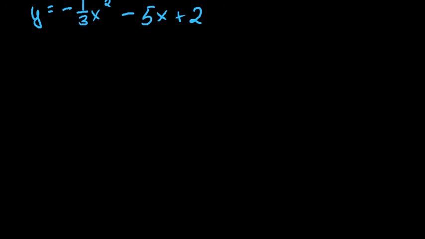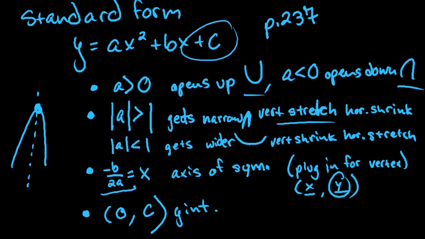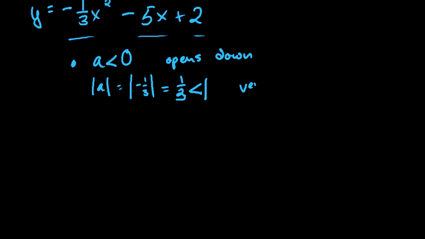Alright, another example in standard form. This fits the bill. I do actually have an A, a B, and a C this time. A is less than 0, so that means it opens down. And the absolute value of A, the absolute value of -1/3, equals 1/3, and that is less than 1. So what does that mean? Let's flash back to what we know. It is less than 1, so it gets wider. It's a vertical shrink, wider, horizontal stretch.